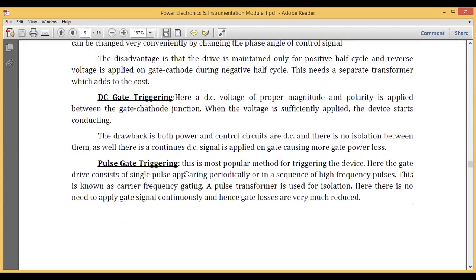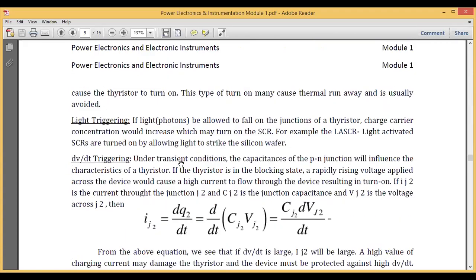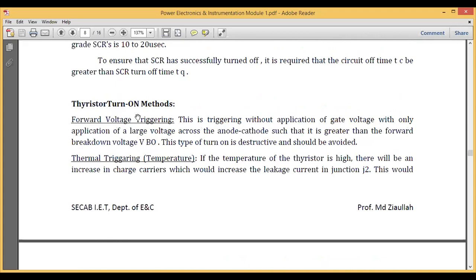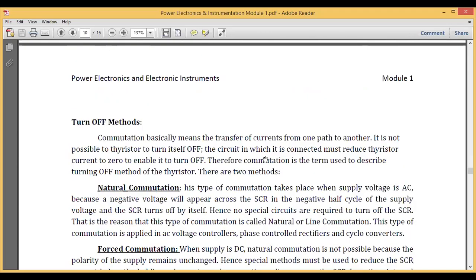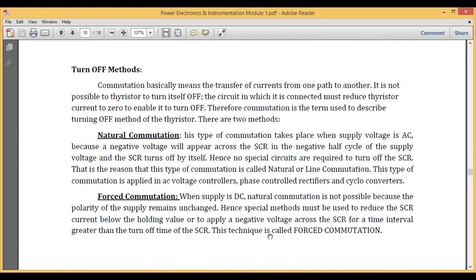So with this I will be concluding today's topic of Thyristor turn on methods. In the next class we will be moving on to the turn off methods, that is natural and forced commutation. So with this I will be concluding my today's lecture here.